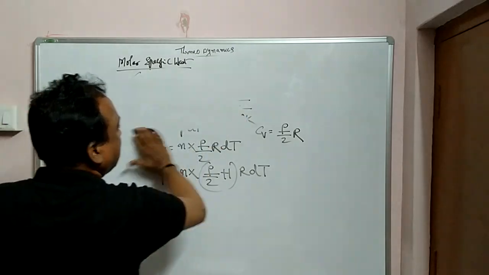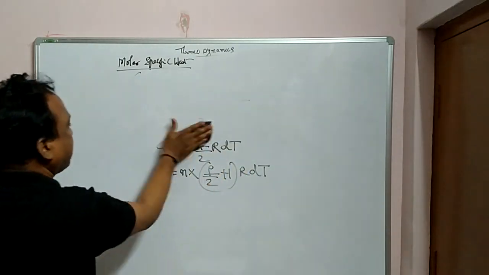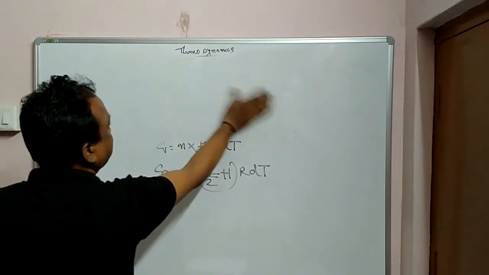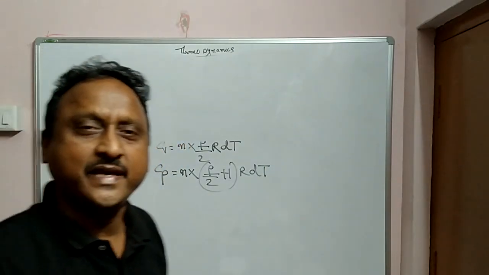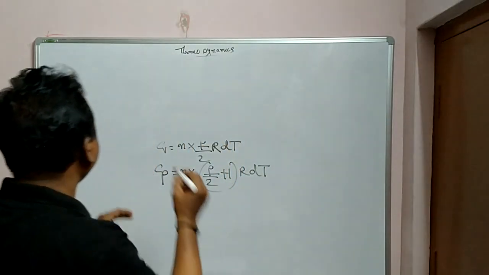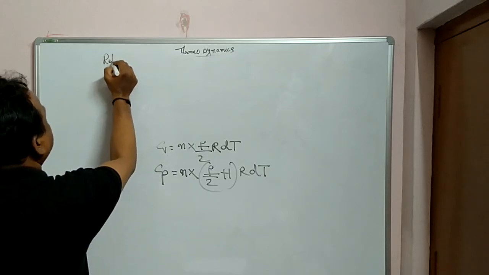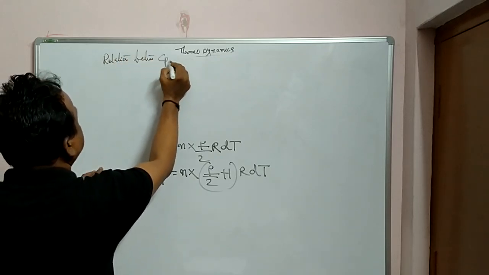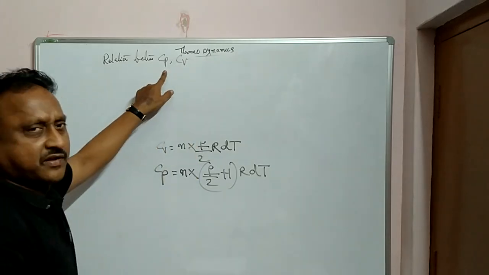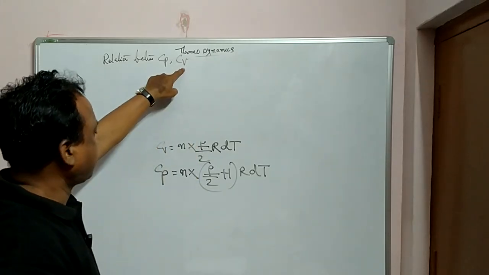Now let us find a relation for Cp and Cv. Cp ki Cv ki relation ఏముందని ఫైండ్ చేద్దాం. Relation between Cp and Cv. Specific heat of the gas at constant pressure, constant volume.